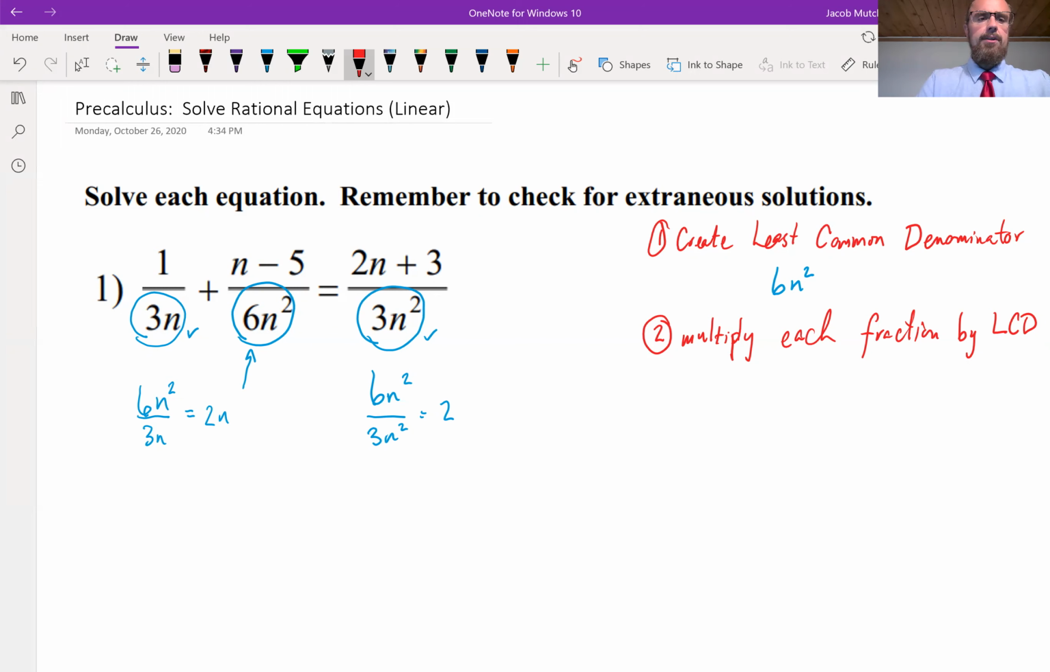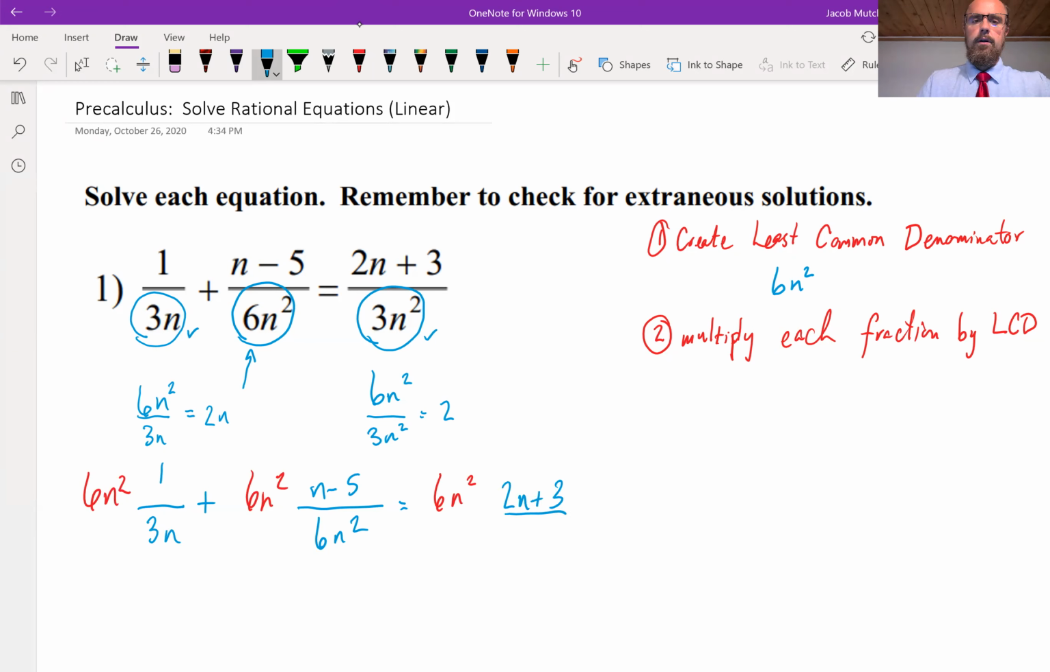Let's do the multiplication. I'm going to write 6n squared, and I'm going to multiply each term times the 6n squared. So that's times 1 over 3n, plus 6n squared times the fraction n minus 5 over 6n squared. And that equals 6n squared times the fraction on the far side of the equal sign, 2n plus 3 over 3n squared. What I'm looking for in those cancellations is what's left in terms of factors.